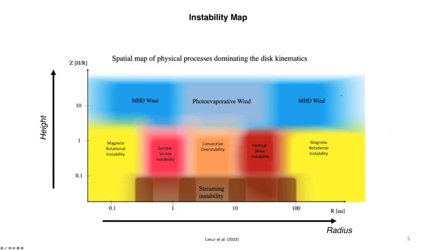And in the very upper part, you're going to have the winds, but then in between, you're going to have the zombie vortex in the inner parts of the disk when the cooling times are longer. The disk is more adiabatic. The vertical shear instability dominates in the outer disk, where the disk is more isothermal, and then the convective overstability in between. What I like about them is that they all seem to saturate into vortices.